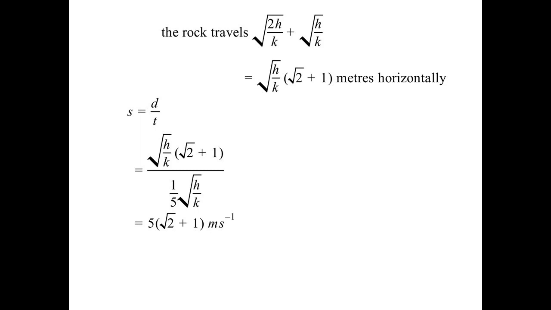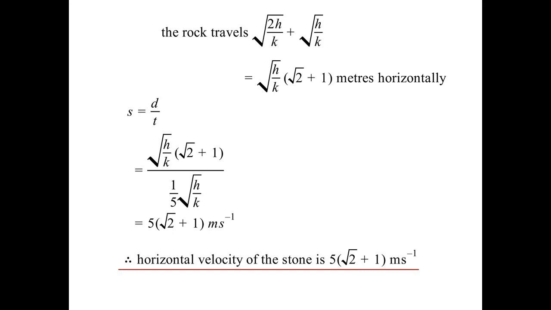Speed equals distance over time. Actually, my k's end up cancelling out. And there's the horizontal velocity of the stone. A different way of solving the problem, just not using calculus, just using the quadratic to do it.